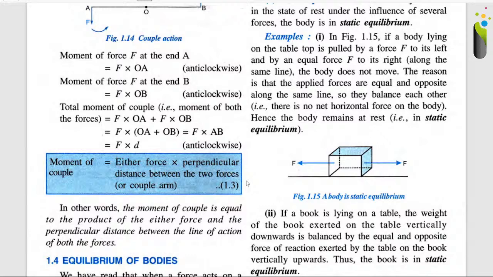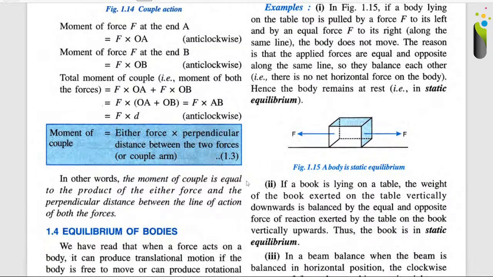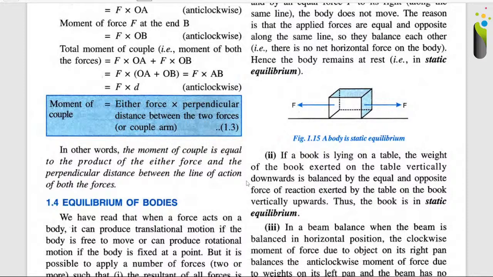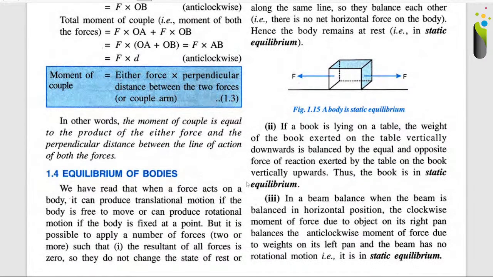Coming to the second, if a ball is lying on a table, if a book is lying on a table, the weight of the book exerted on the table vertically downwards is balanced by the equal and opposite force of reaction exerted by the table on the book vertically upwards. Thus, the book is in static equilibrium.